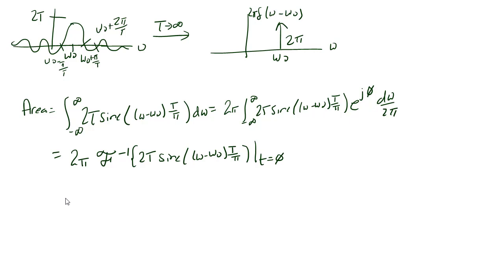So the inverse Fourier transform of 2t sinc of (omega minus omega naught) t over pi is going to be 2 pi times the quantity e to the j omega naught t. It's a rect again, so it's going to be a rect of t over 2t, evaluated at t equals 0, which equals 2 pi. So once again, we've shown that the area under the curve for this sinc function is indeed 2 pi.